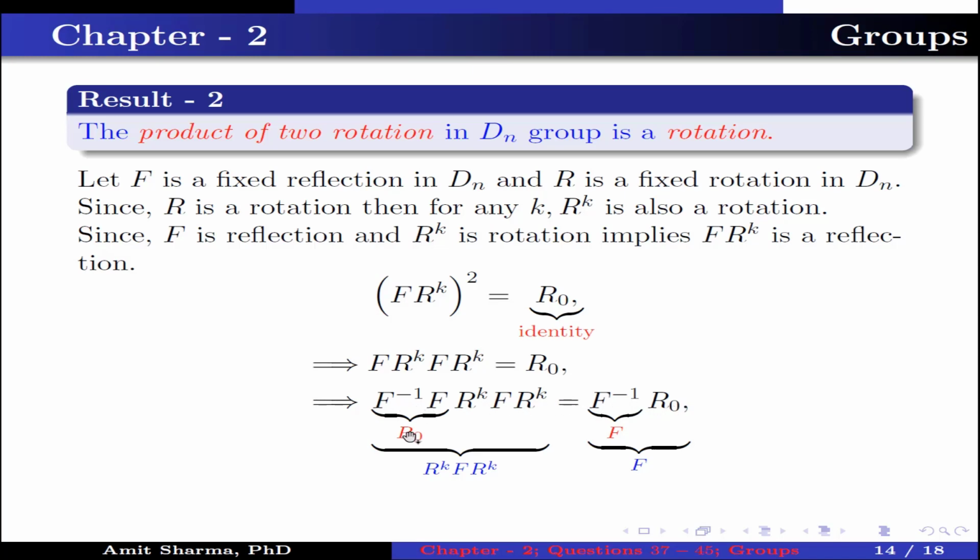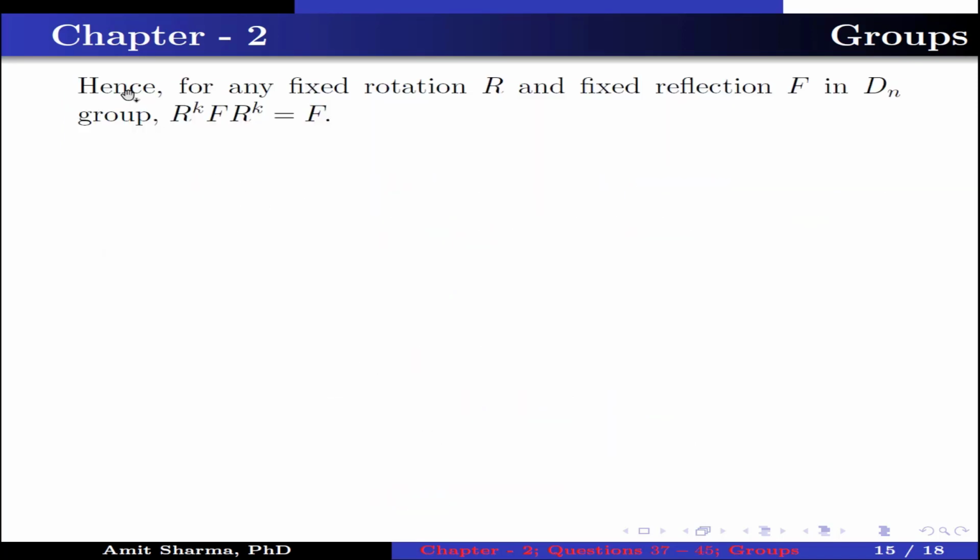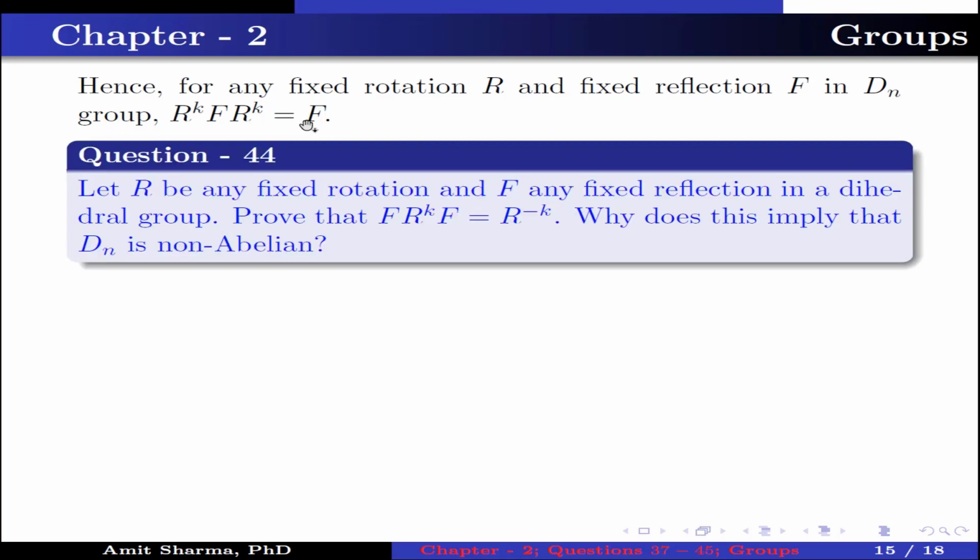Now F inverse into F is equal to R0, and R0 into R to the power k, F into R to the power k is equal to R to the power k, F into R to the power k. Since F is a reflection, this implies F inverse is equal to F, and F into R0 is equal to F. This implies R to the power k, F into R to the power k is equal to F. Hence, for any fixed rotation R and fixed reflection F in the DN group, R to the power k, F into R to the power k is equal to F.